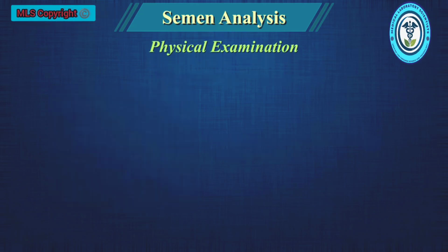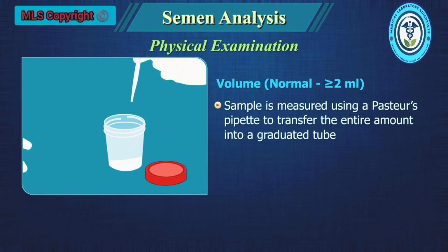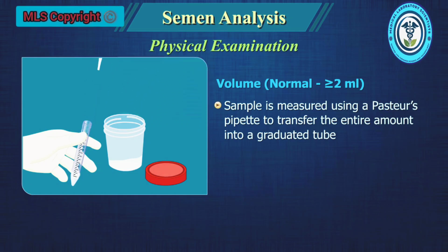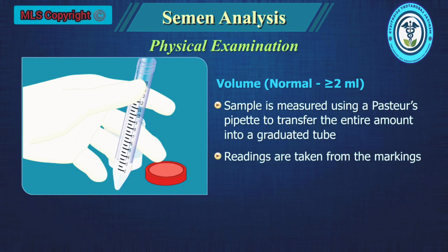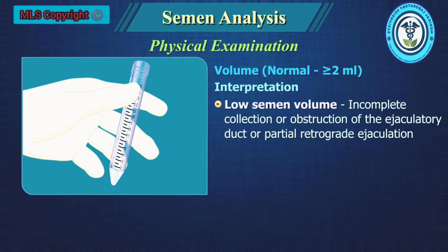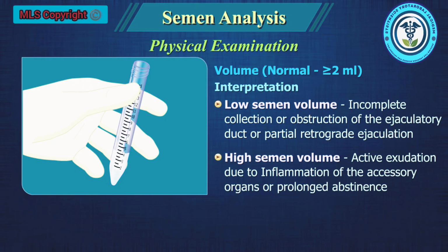seminal vesicle. Volume. Volume of the semen sample is measured using a Pasteur's pipette to transfer the entire amount into a graduated tube. The readings are taken from the markings. Low semen volume may be suggestive of incomplete collection or obstruction of ejaculatory duct or partial retrograde ejaculation. High volumes may be associated with active exudation due to inflammation of the accessory organs or prolonged abstinence.